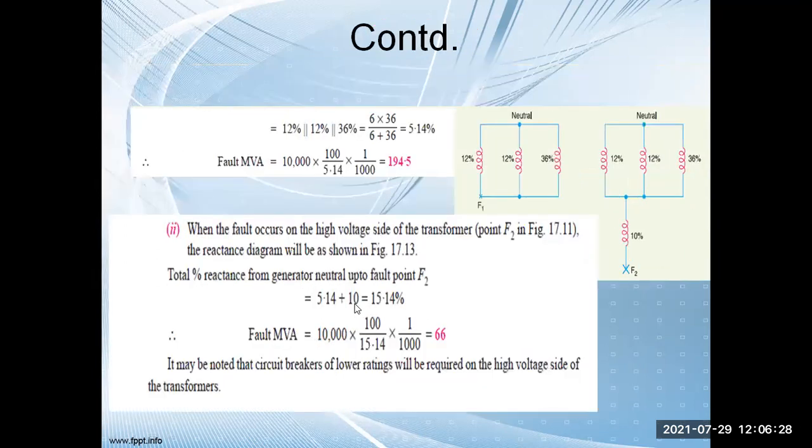It is very simple, no? 66. Yes, 66. Have you got it? Someone? Sir, we only had to add 10, right? Correct. That is the thing. So have you got it? This answer is 66. Yes sir, add 10 and then do the same process, 10,000 into.